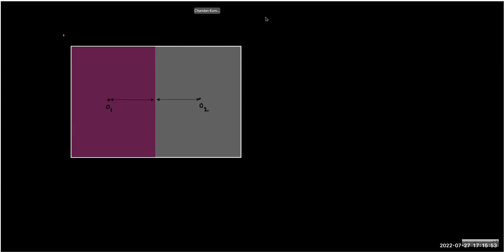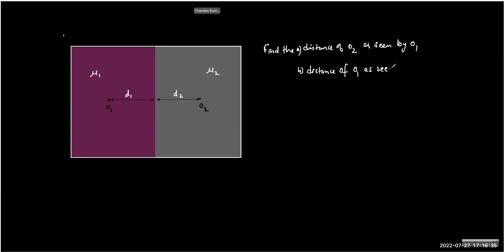What do you want to say? D or X? D. And the refractive index is mu 1. Question is: find the distance of O2 as seen by O1, and the distance of O1 as seen by O2.